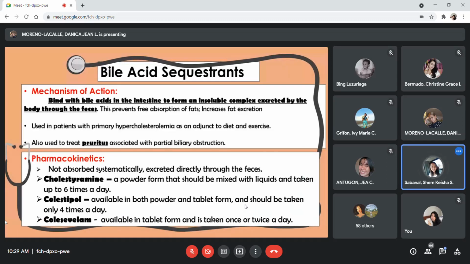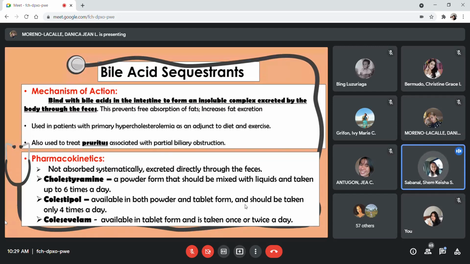Next slide, please. So first here we have our bile acid sequestrants. What do the bile acid sequestrants do? These drugs bind with the bile acids in the intestine to form an insoluble complex excreted by the body through the feces. This prevents free absorption of fats and it increases fat excretion.